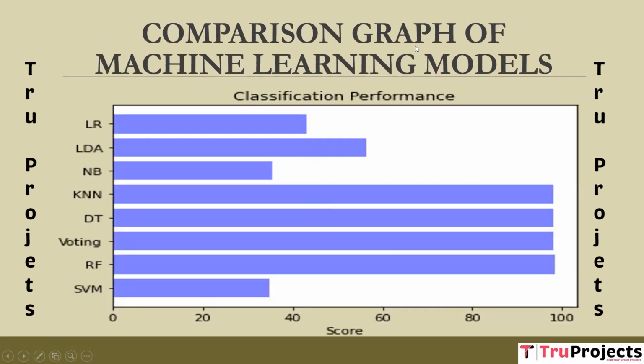This is the comparison graph of machine learning models. Here also we have the accuracy score on the x-axis and the algorithm names on the y-axis. Among all the algorithms, the voting classifier is performing well.